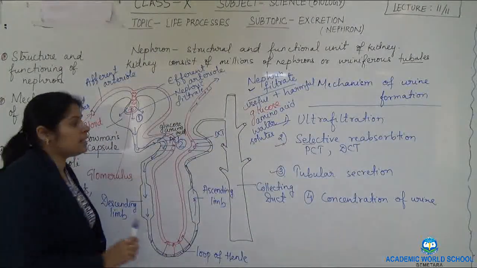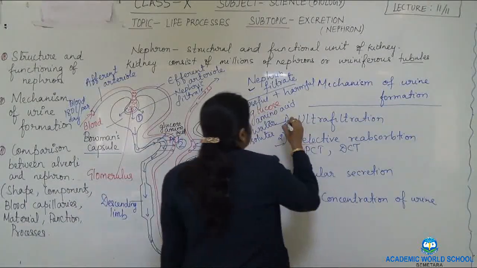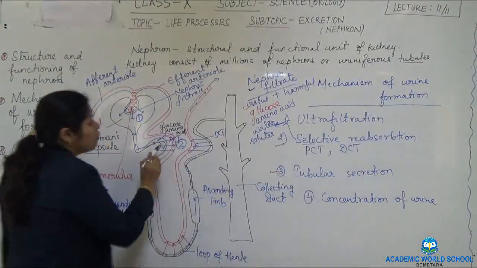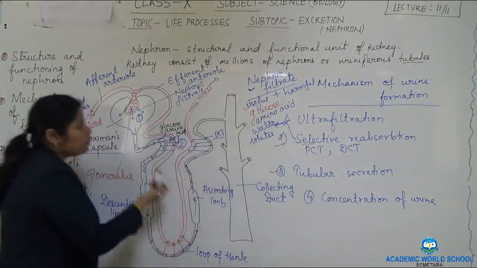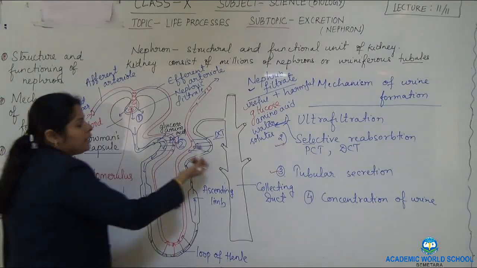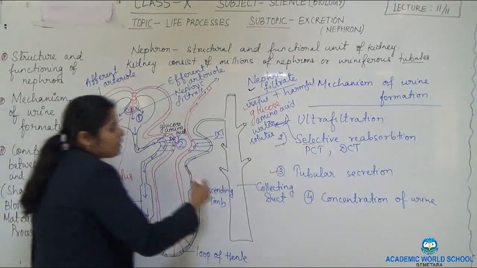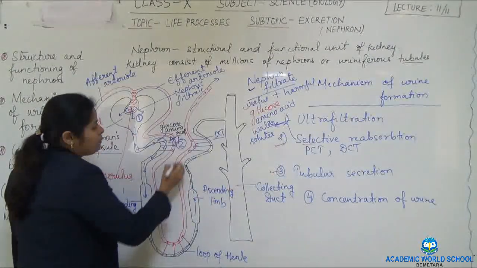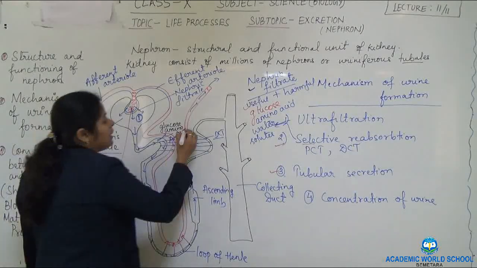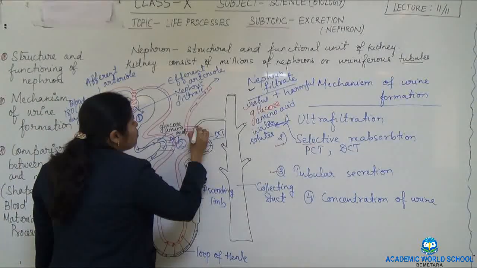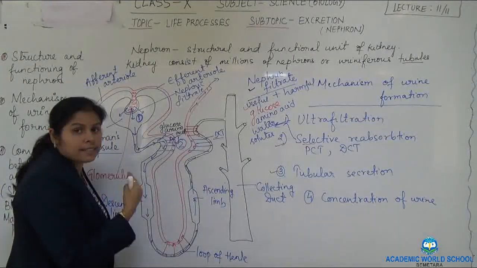Selective reabsorption means absorption of useful material. This useful material is absorbed in PCT and again in DCT. Almost 80% in PCT, the remaining 20% in DCT, that is distal convoluted tubule. Next, if the blood capillaries have any wasteful material, that wasteful material will be secreted into the DCT. So see here in DCT two types of processes taking place.